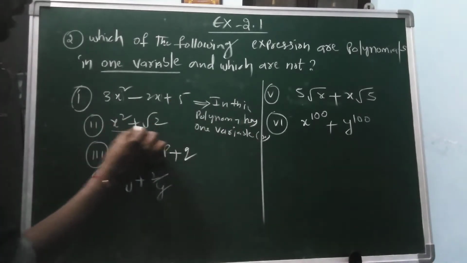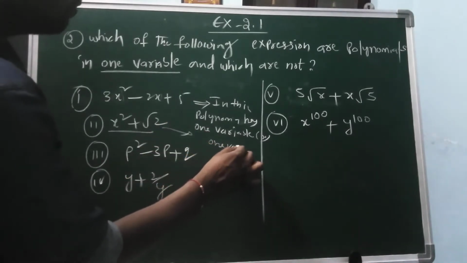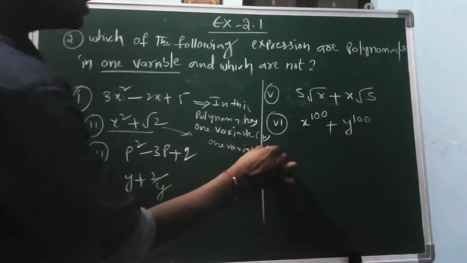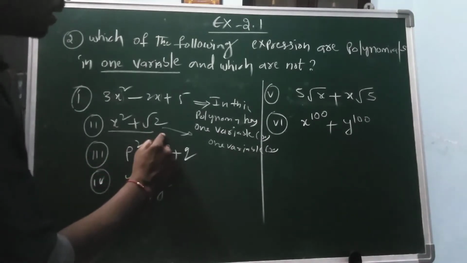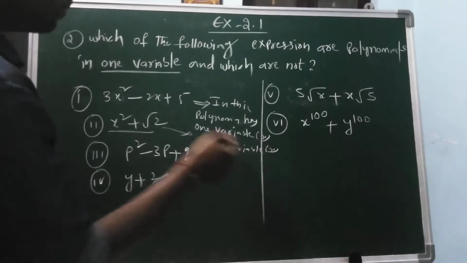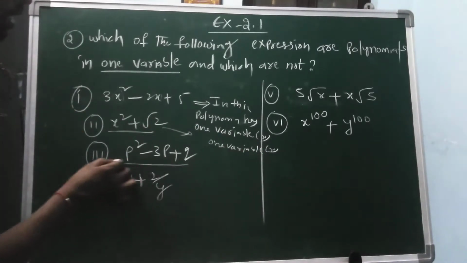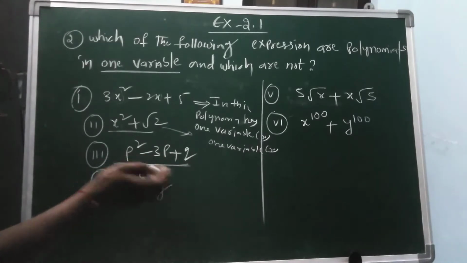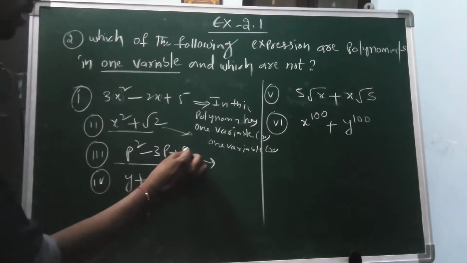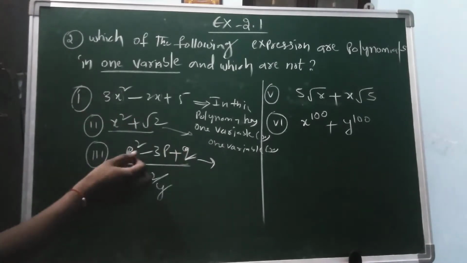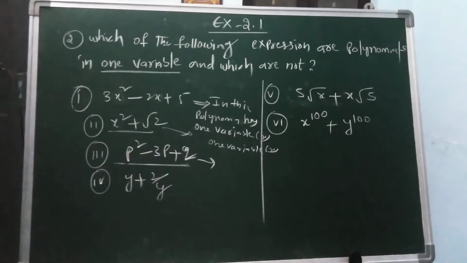How many variables are there here? Here also, in this polynomial, only one variable is there. The variable is what? x. In this given polynomial, only one variable is there, that means the variable is x. How many variables are there in the next polynomial? In this polynomial, two variables are there. What are these variables? P and Q. P is one type of variable and Q is also one type of variable.